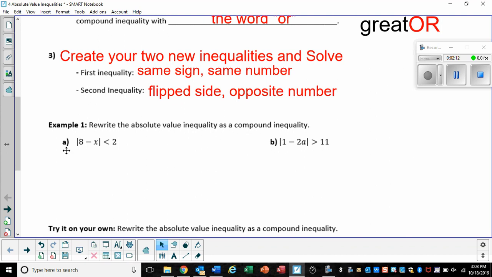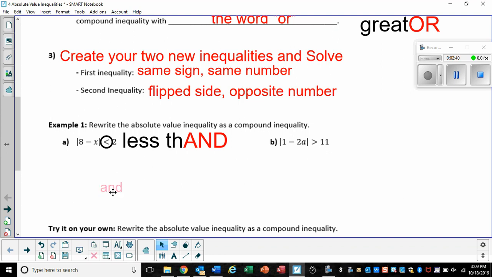Alright, so let's try example 1 where we go ahead and write the compound inequality. We're not going to solve it, we're just going to rewrite it as a compound inequality. So A, we have |8 minus x| is less than 2. So absolute value is by itself. So that means we can look and figure out which word we're going to do, and we can go ahead and split it. So it is a less than symbol, which means we're going to use the word and. Okay?